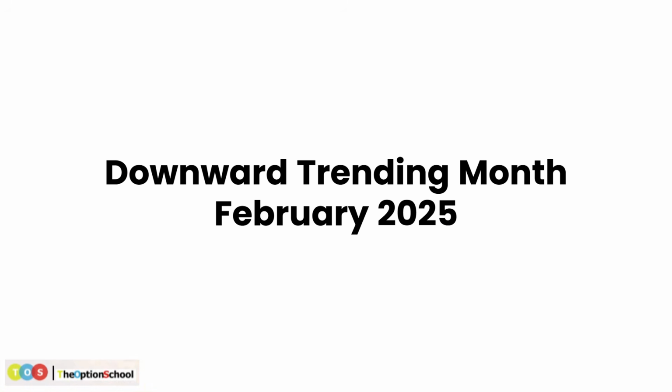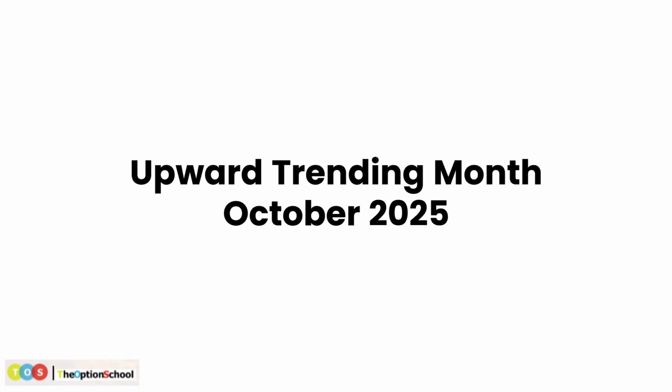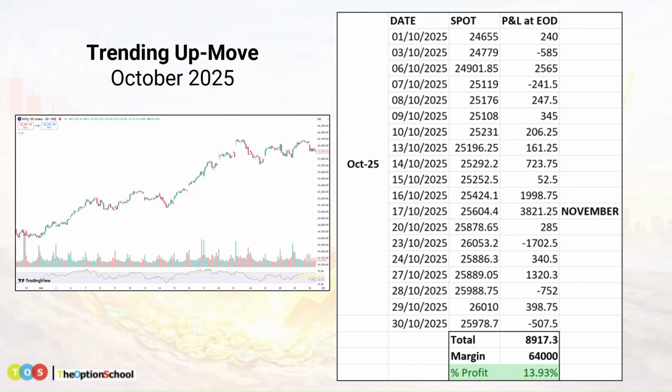So for the downward trending month, which was Feb 2025, in this backtest, the trade gave a total monthly profit of around 1.61% on deployed capital. Not very great because obviously there will be some charges also. So I will say for this downward trending month, the trade was more or less breaking even only. The trending up month, which was October 2025, gave a whopping 13.93% return for the month. Even I am very shocked with the kind of return this strategy is showing.